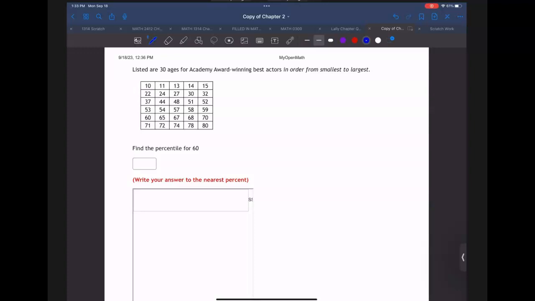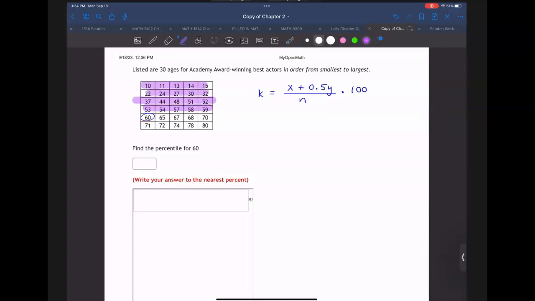So here I've got 60 right here. I want to know what percentile that is, or K. To find K, you're going to do X plus 0.5 Y over N, and then you're going to multiply that by 100 to turn it into a percent. Now the key here is knowing what X is and what Y is. X is how many numbers are less than the data value you're working with. So how many data values are less than 60?